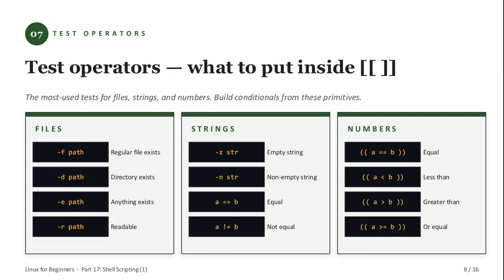So what actually goes inside those brackets? For files, you've got -f to check a regular file exists, -d for directories, -e for anything at all, and -r to confirm it's readable. For strings, -z catches empties, -n catches non-empties, and double equals or bang equals compare values. And for numbers, you drop into double parentheses and use the math symbols you'd expect. Equals, less than, greater than, and so on. Memorize a handful of these and you can express almost any condition you'll need.